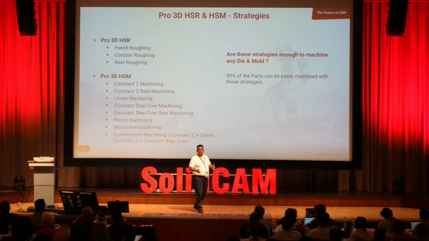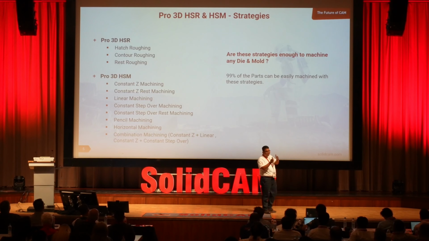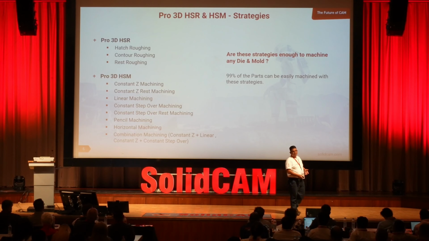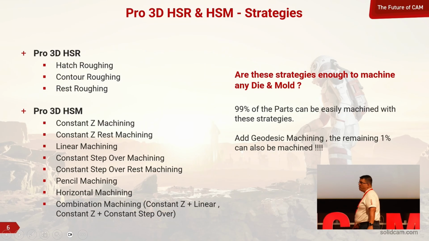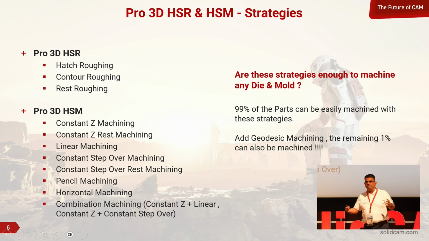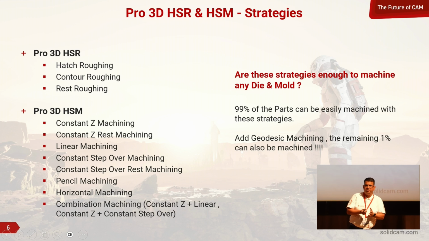Okay? What you see in HSM, those 18, 20 different strategies, you actually end up using only 4 of them. You don't really use the other strategies. Those are like for academic interest. The rest 1% can be completed by adding geodesic machining to the Pro3D HSM. So you complete the offering just by using Pro3D HSM and geodesic machining.